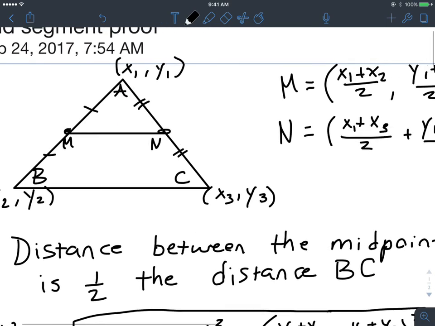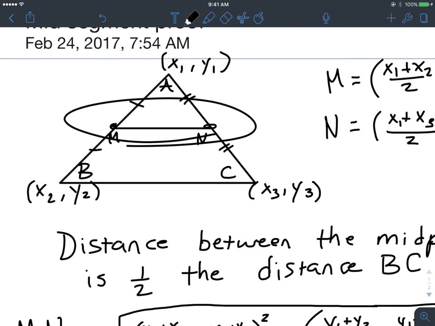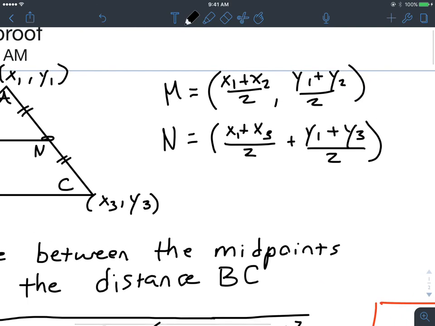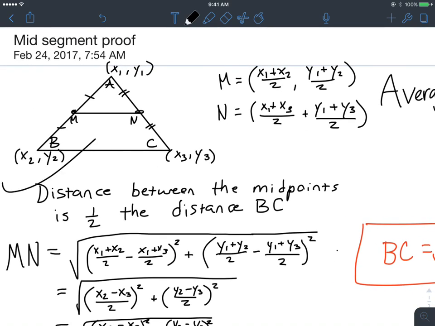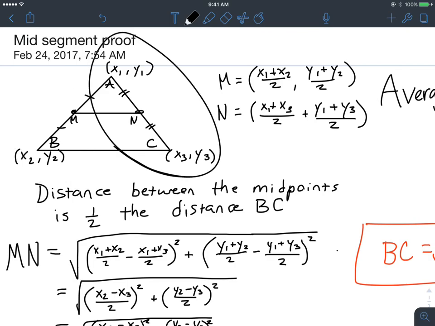So anyways, the whole idea was to algebraically show with the distance formula that this segment MN is half the segment BC. First of all, I needed some ordered pairs for MN, so I used the midpoint formula. Remember the midpoint formula? All the midpoint formula is, is an average. So I took the average of these sets of points and you get that for M, and then you find the average for AC, and I call that N.